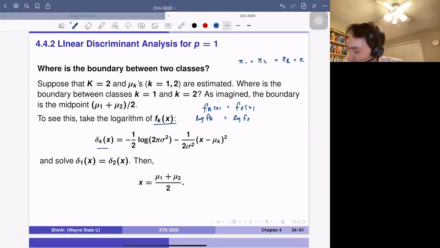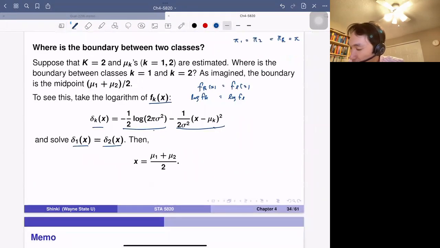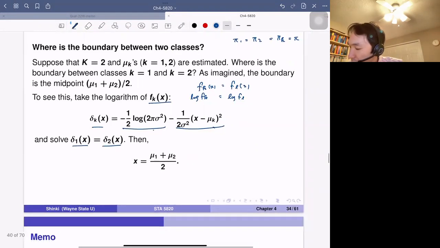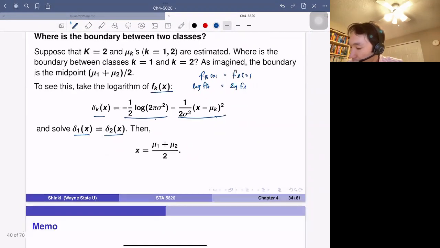So this is this quantity plus this quantity. Because this is a normal density, if we use the normal density function in the previous slide, we can get this and this. And when delta_k and delta_l are equal, you can just equate delta_1 and delta_2. Then sigma is the same, so we can cancel this term. And this is also the same, so we can cancel this term.